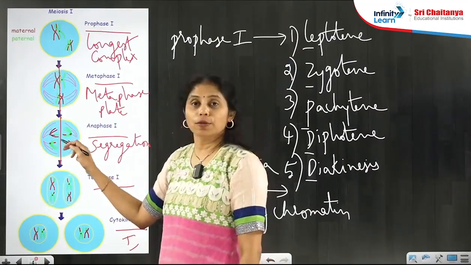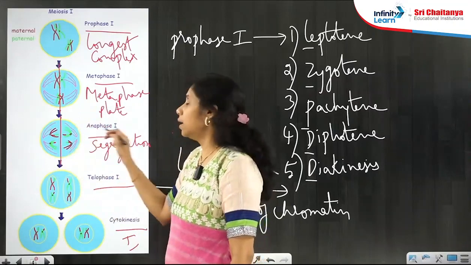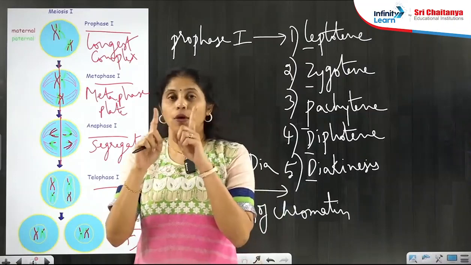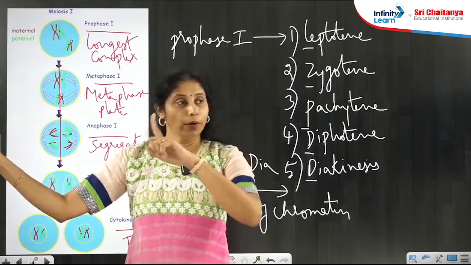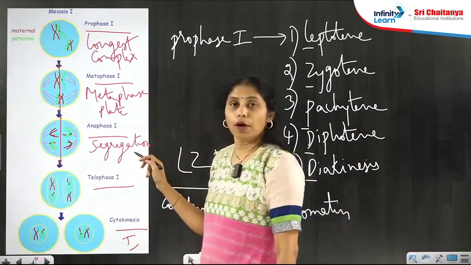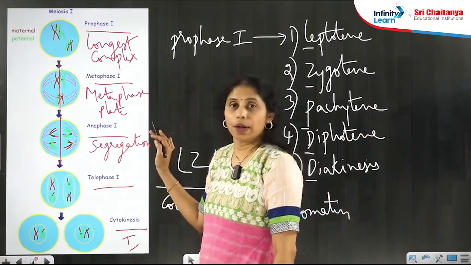Separation of homologous chromosomes of a bivalent occurs in anaphase 1. Two chromosomes are becoming a pair, no? So out of that, one chromosome will move towards this pole and another chromosome will move towards the opposite pole. Segregation of homologous chromosomes occurs in anaphase 1.